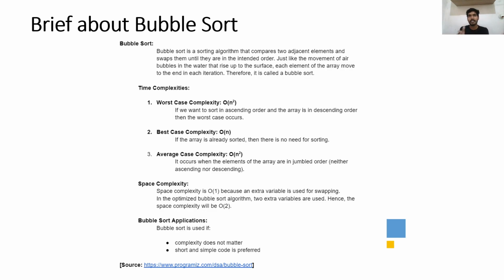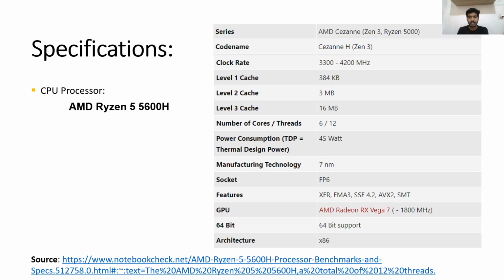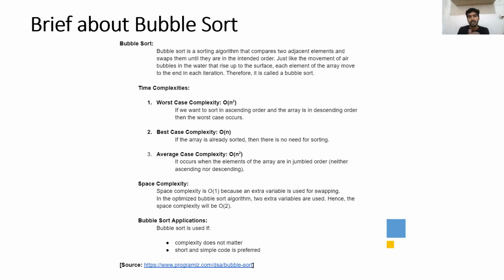In this manner, it sorts the array with the various time complexities that have been mentioned here, with the worst case being O of n square and the best case O of n, and the space complexity is O of 1, that is constant, because no extra space is used, that is, in-place sorting is being implemented.